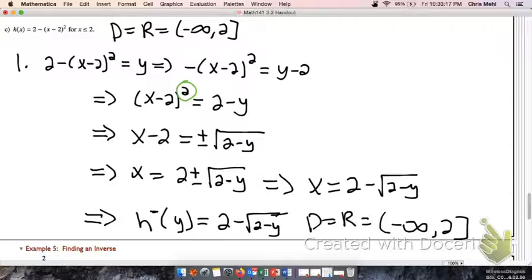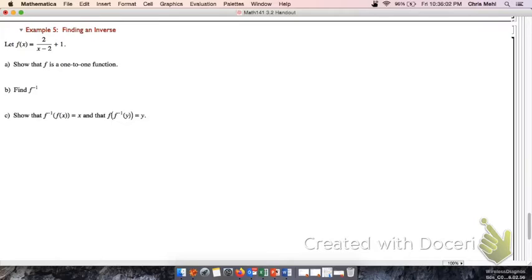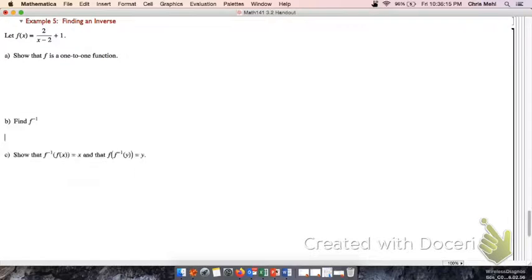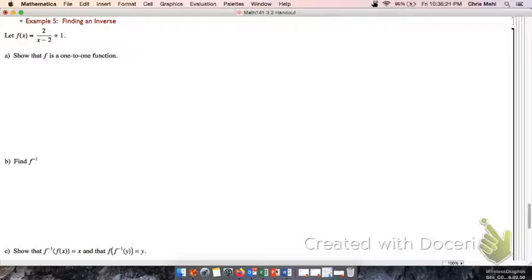Okay, so now the last part, one more problem. So, one more example finding an inverse function. I'm going to show that the function is 1 to 1. Then I'm going to go ahead and find the inverse. And I'm also going to find the domain and range of both functions for this case too.